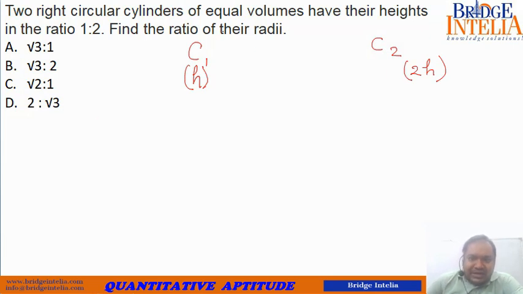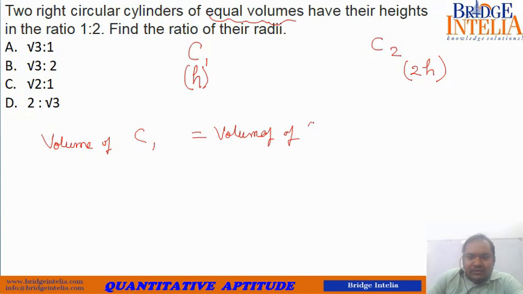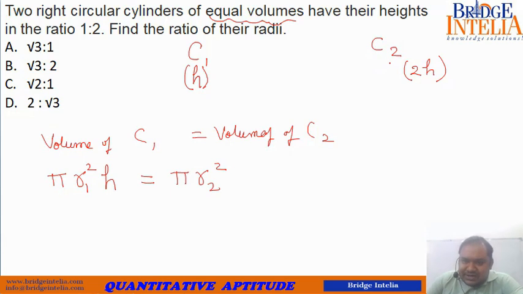What else is known? Their volumes are equal. So if volumes are equal, then volume of C1 is equal to volume of C2. Volume of first cylinder is equal to volume of second cylinder. So pi R1 square h, because height of this is h, must be equal to pi R2 square, because let's suppose its radius to be R2, into height. Height of this one is what? 2h. So this must be valid.